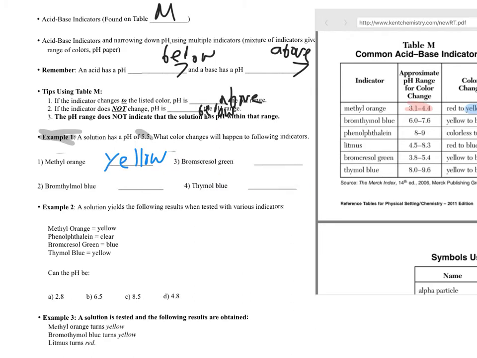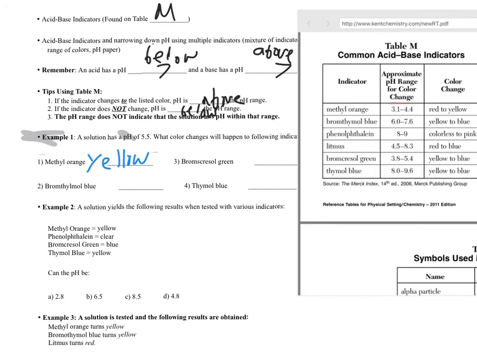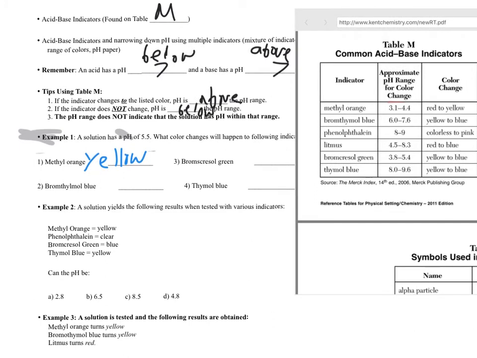Okay, so number 2, so a different indicator, it says bromthymol blue. If I look at bromthymol blue now, so let's get rid of these, and actually let's slide this reference table over just a little bit. Okay, good. All right. So we're looking at bromthymol blue, which is this guy. The pH range is 6.0 to 7.6, and it says that it changes from yellow to blue.